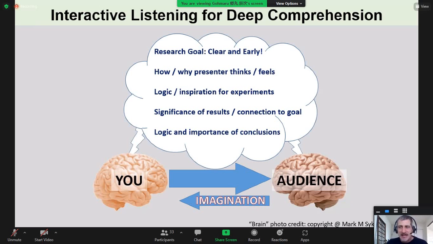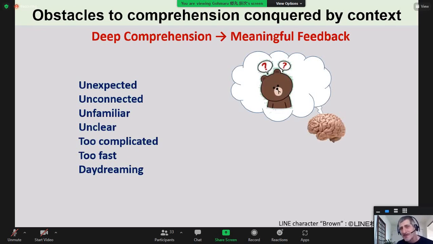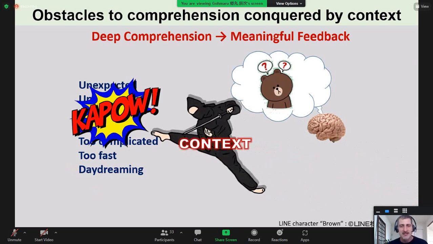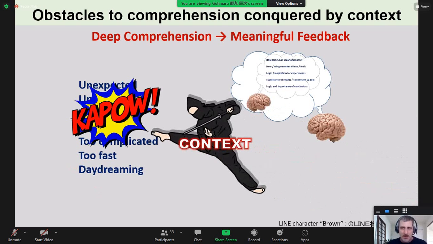But in order for them to be able to do that, we must provide them with the correct context first. So there are a lot of barriers, obstacles to deep comprehension. When things in our presentation are unexpected, feel unconnected, unfamiliar, unclear, too complicated, maybe too fast, or simply because our audience is human, they might be daydreaming, thinking about something else. This is very common. Almost all of these difficulties can be overcome by providing the correct context at the right time.